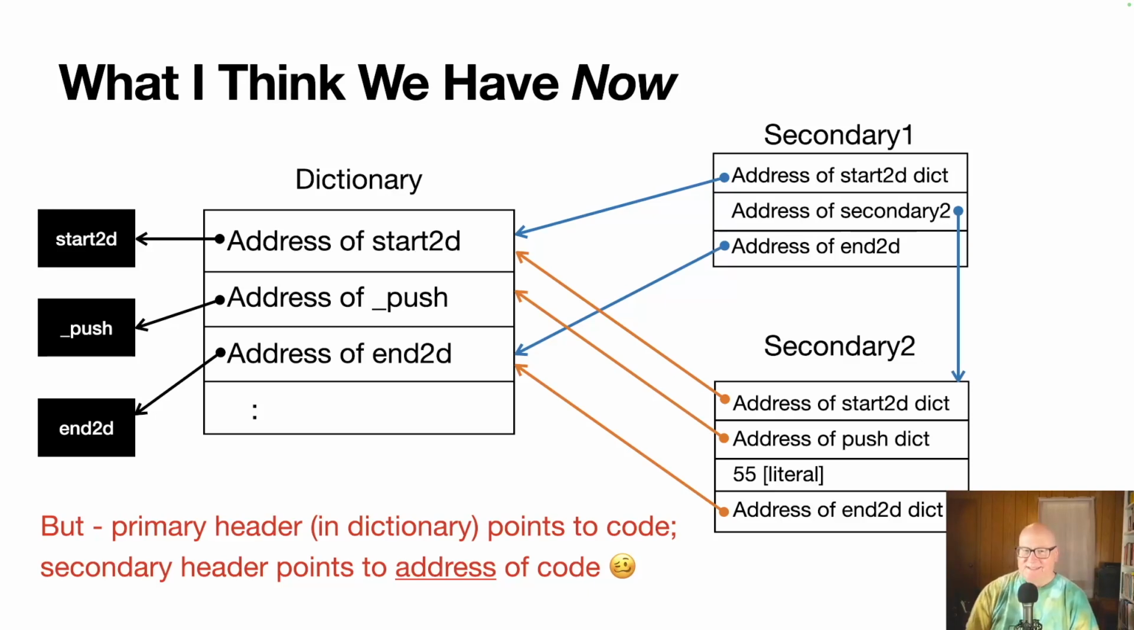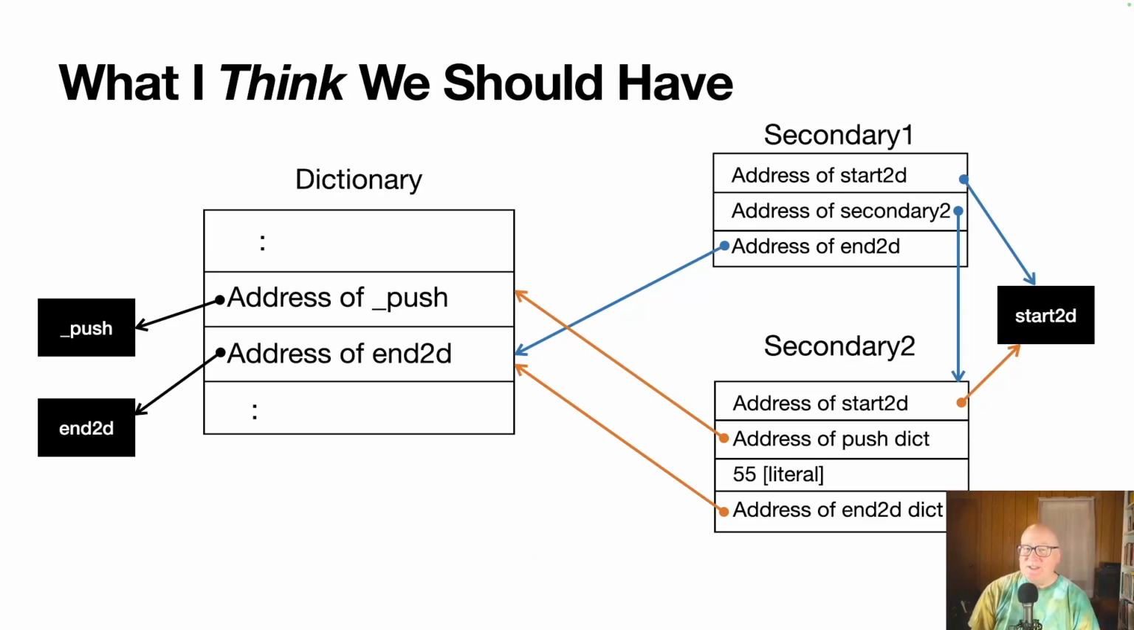I think. All right, what I think we should have, I don't think we need start2d in our dictionary at all. I think the address of start2d should be put in the secondary, since every one of them starts with an assembly language routine. So the address of start2d is an assembly language routine, and we'll put that address in the first row. The second row, address of secondary 2, that's right. Address of end2d in the dictionary, that I think is right.